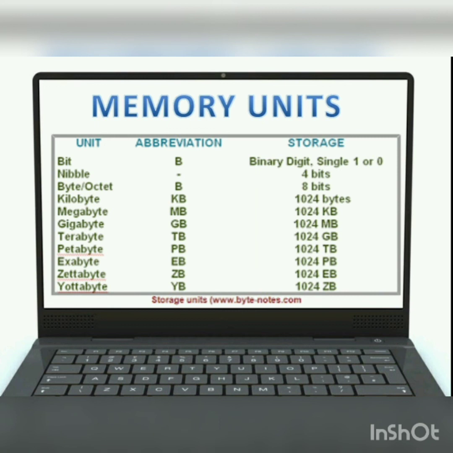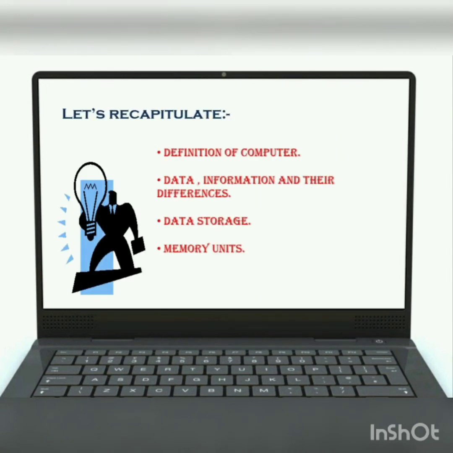Okay. Now kids, let's recapitulate what we read in today's class. First we started with a small definition of a computer. Then we discussed data, information and the difference between them. Next we read data storage, and after that we read memory units. Note down the memory unit chart in your copy and show me.